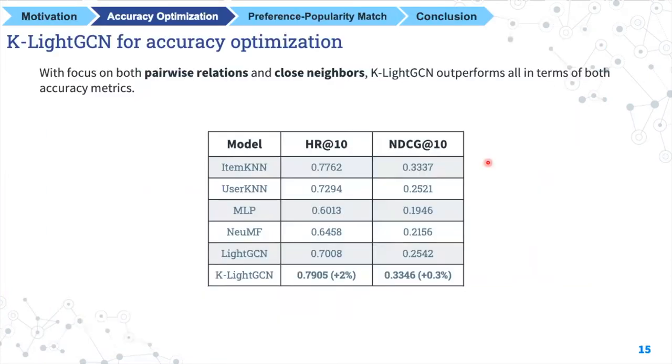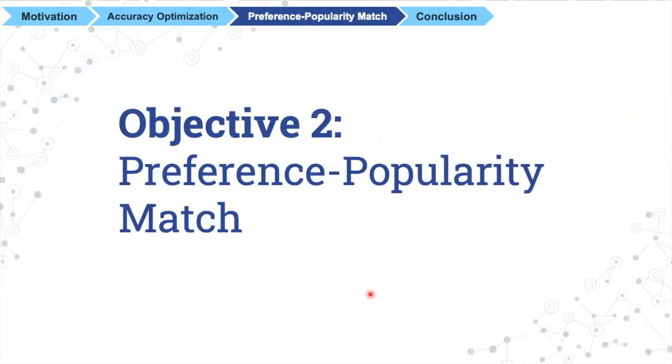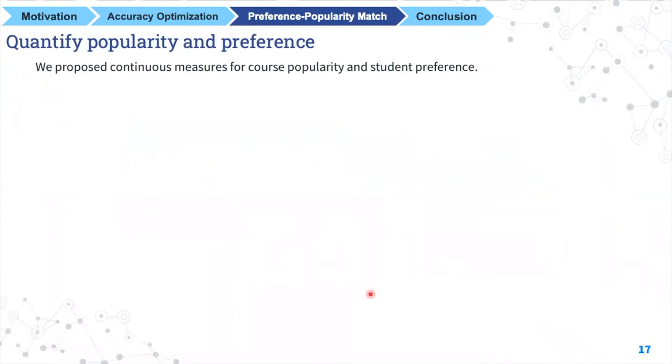K-LightGCN outperforms the other models in terms of both accuracy metrics, which validates the importance of focusing on pairwise relations and close neighbors. Now let's go into the second objective, preference popularity match. First, let us introduce how we quantify popularity and preference.